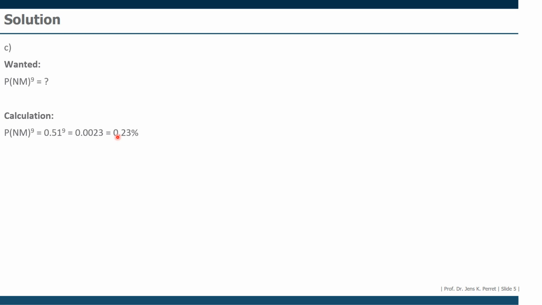So the chance that there is a student council consisting only of members who study national management is just 0.23%. So less than 0.25%. And well, that was then the third and final part.